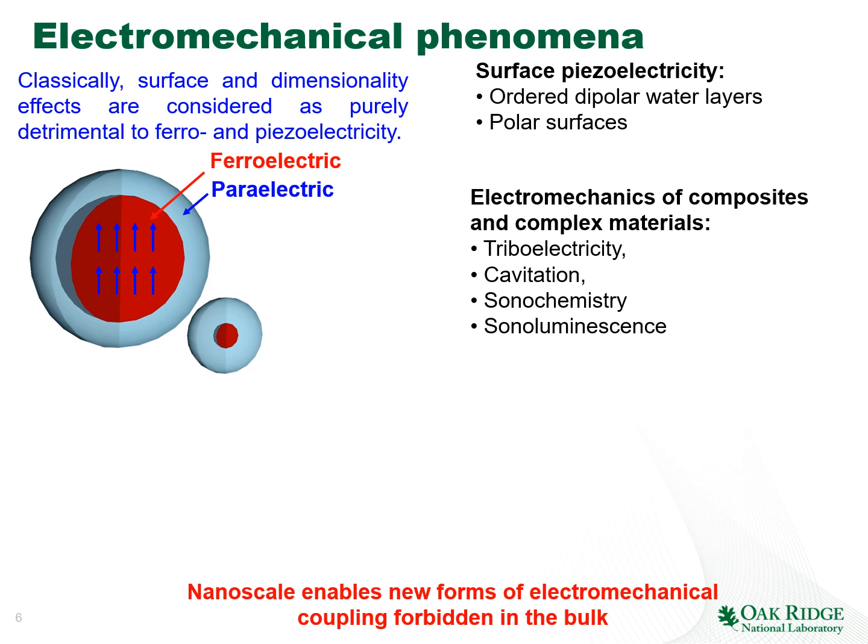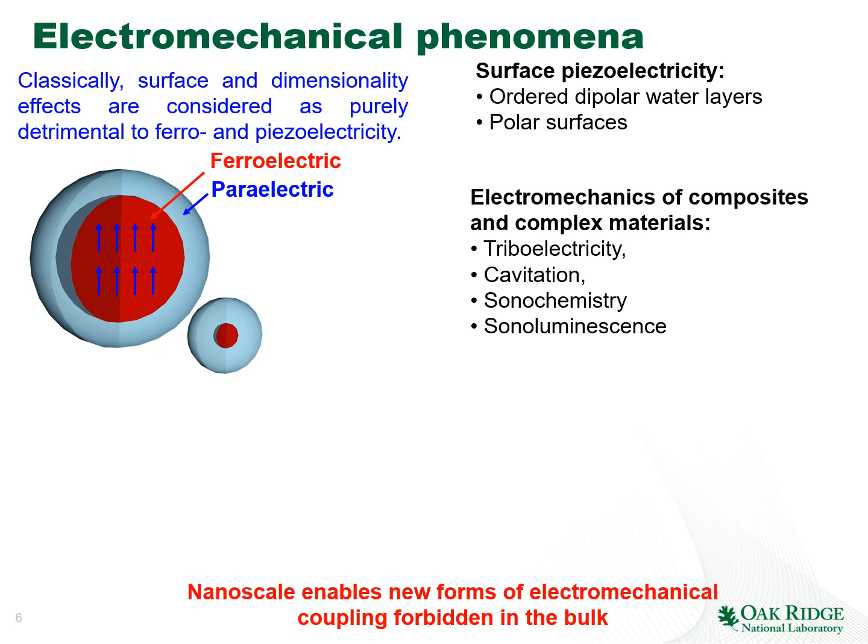If we go to the small nanoparticle size, the whole particle will become paraelectric. Turns out that much more interesting phenomena exist. For example, surfaces can be piezoelectric. For example, if we have an ordered water layer on the material surface, it would be piezoelectric, whereas the bulk would be non-piezoelectric. And apparently this ordered piezoelectric water layer is becoming more and more important in explaining a lot of unusual phenomena people see these days.